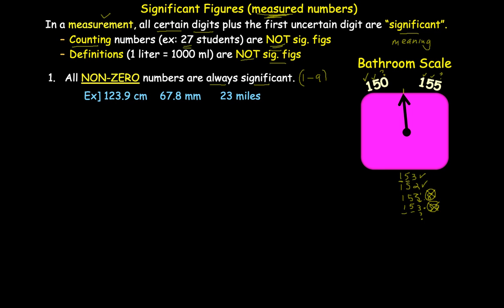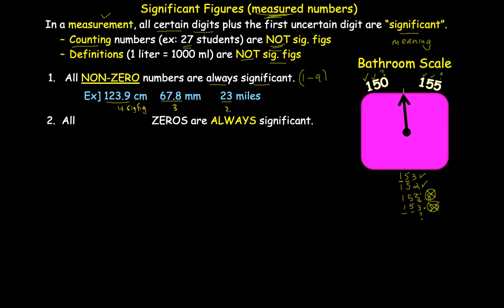So some examples: 123.9 centimeters. These are all measured numbers. 67.8 millimeters, measured numbers. 23 miles, measured numbers. So there would be 4 sig figs here, there would be 3 sig figs here, and there would be 2 sig figs here. So that's the important thing to know about these non-zero numbers.